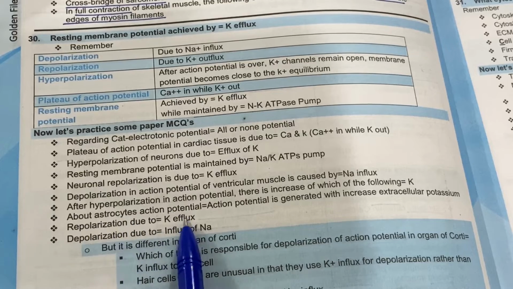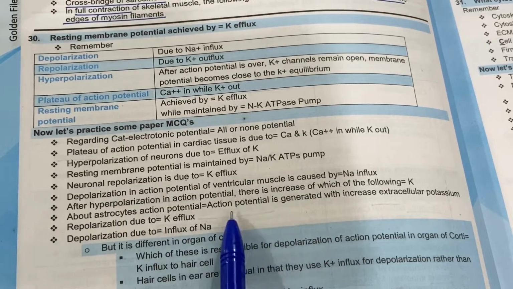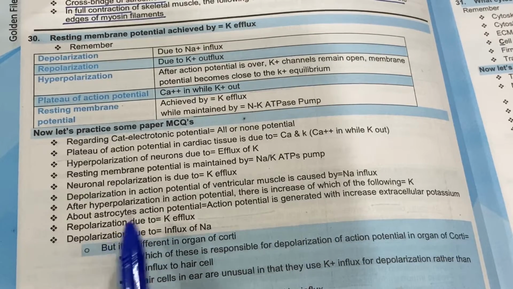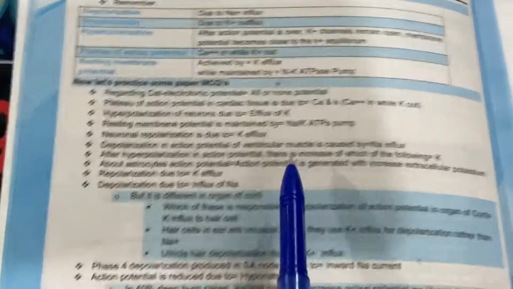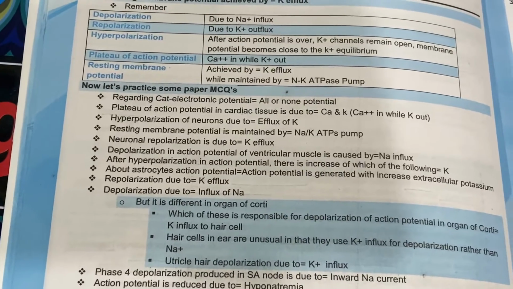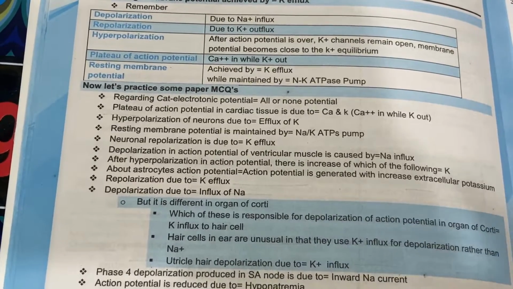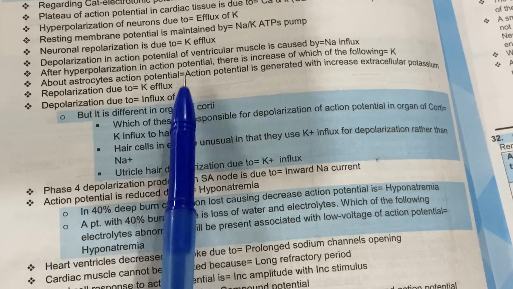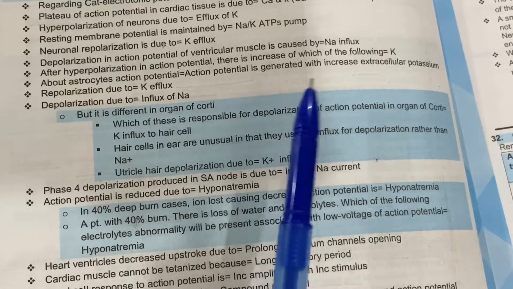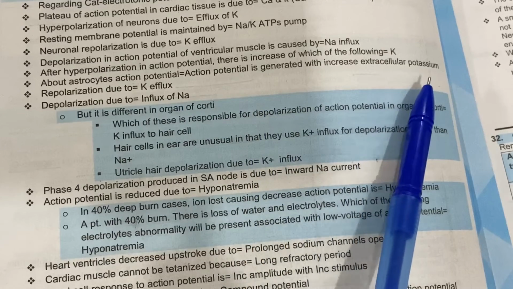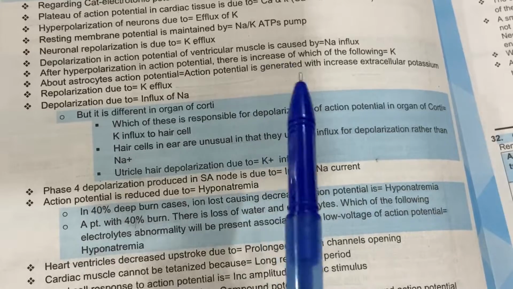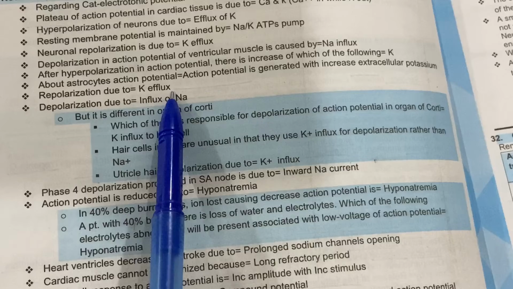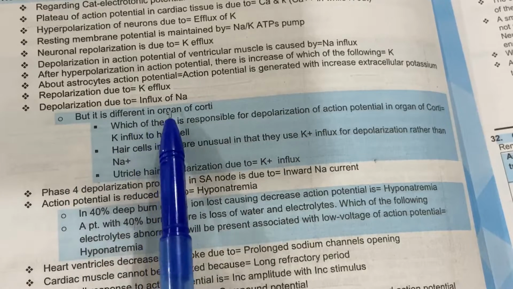About the astrocytes: an action potential is generated with increased extracellular potassium. Repolarization is due to potassium efflux and depolarization is due to sodium influx.